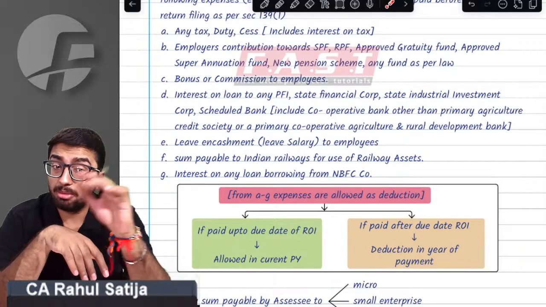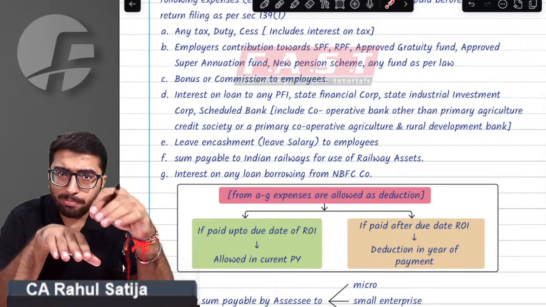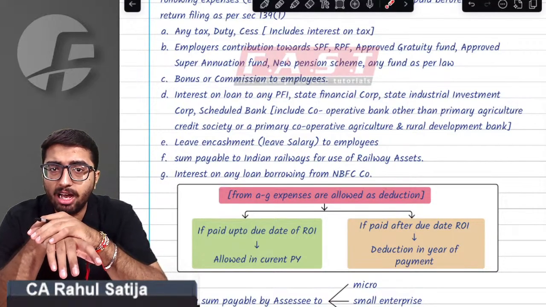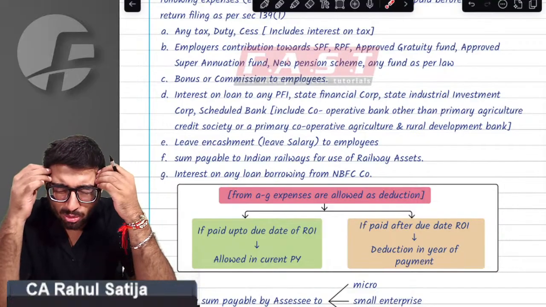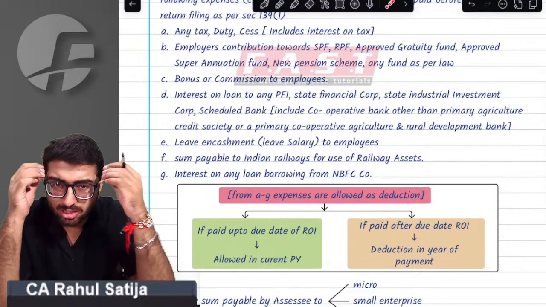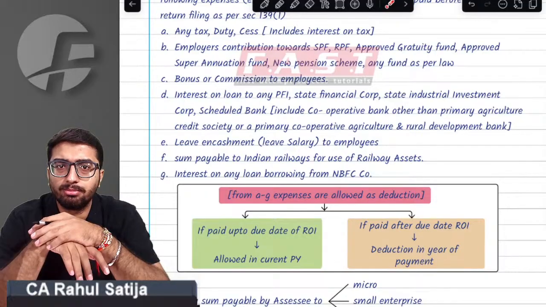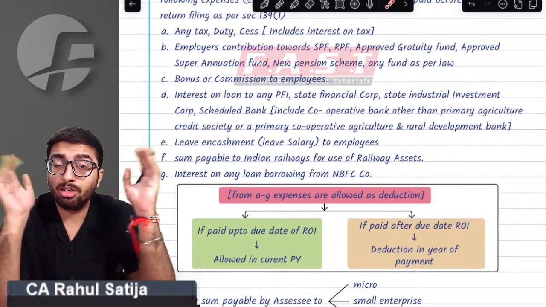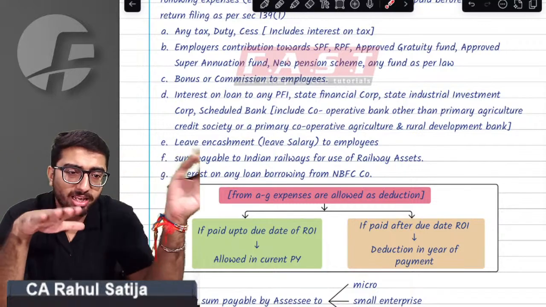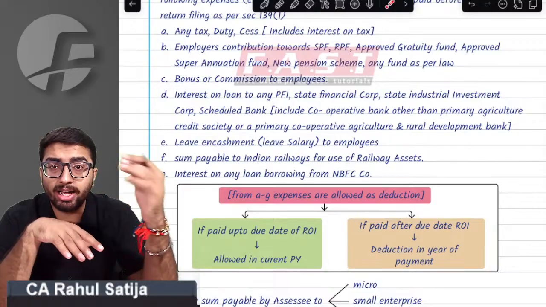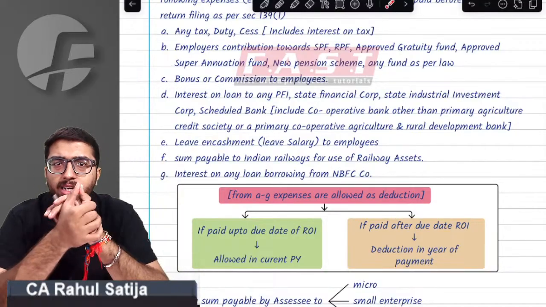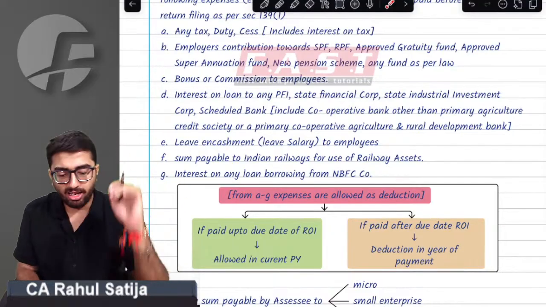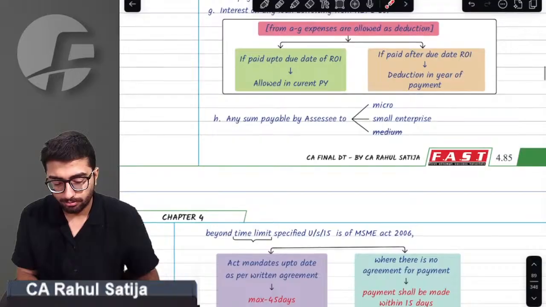But remember, if we pay it after the due date of ROI, it shall be only allowed in the year in which it is actually paid. So, for example, if we pay in December 25, then it will be allowed in previous year 25-26. If we pay in the next year, for example July 27, then it will be allowed in 27-28. In whatever year we are actually paying, that becomes relevant.